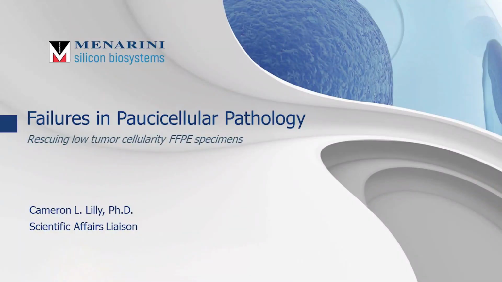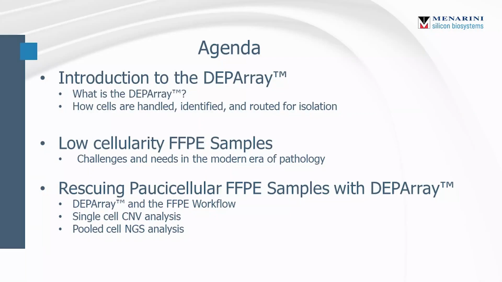What I'd like to talk with you about today is something that's plaguing molecular pathology, and that is failures as a result of paucicellular samples, or low cellularity. What we're going to do today is talk first about the technology that we're going to leverage to try to address this problem, and that is the DEPArray digital cell sorter. We'll talk about the instrument, and then how cells are handled and identified and then isolated using this technology.